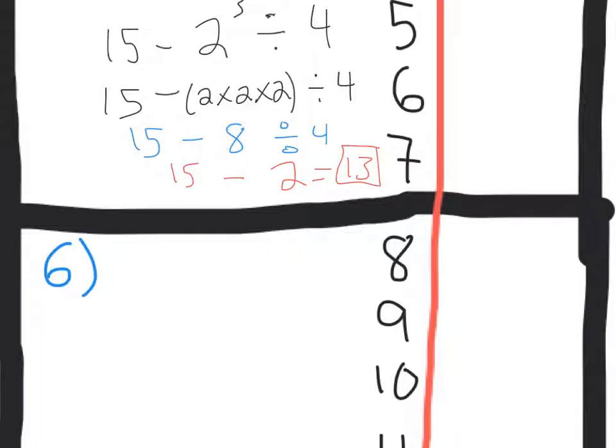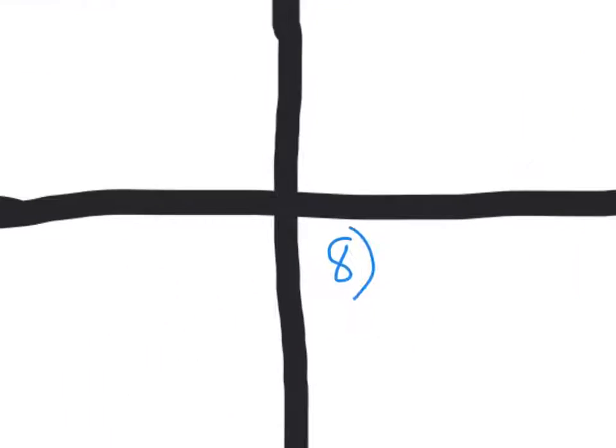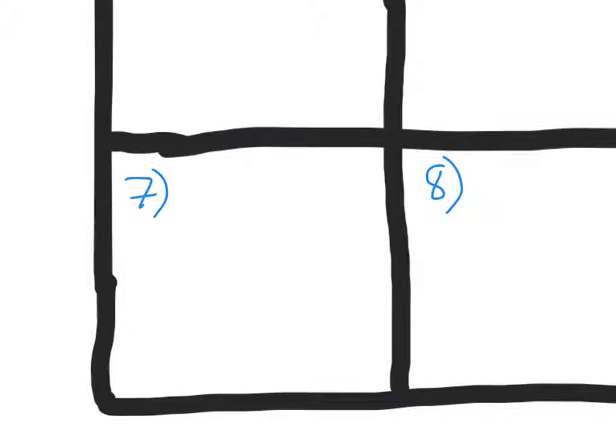Let's go ahead and jump to number 7. Number 7 looks like a challenge. We've got 8 times 2 to the 4th minus 3 plus 8. Okay.